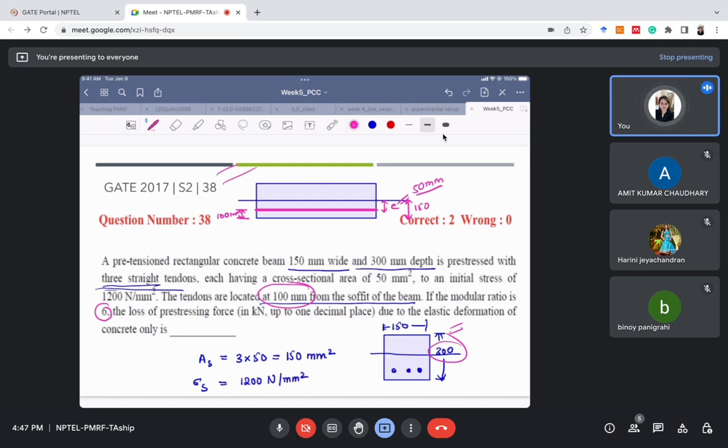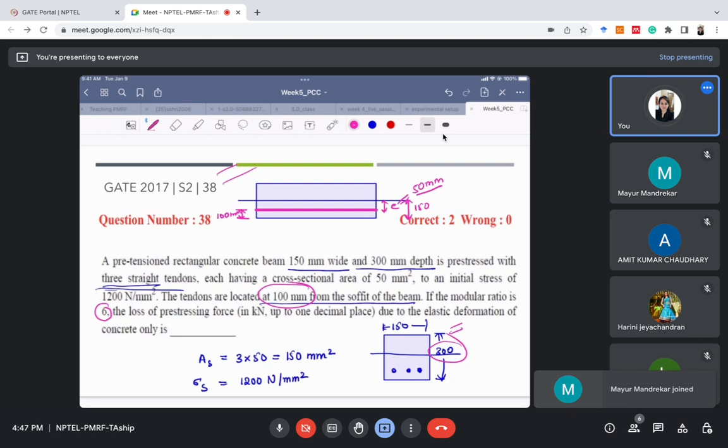And what do we need to find? We need to find the loss of pre-stressing force in kilonewton. Here we need not find the loss in pre-stressing stress. Here they are asking the loss in pre-stressing force. So please keep these things in mind, especially for the fill in the blanks type of question.